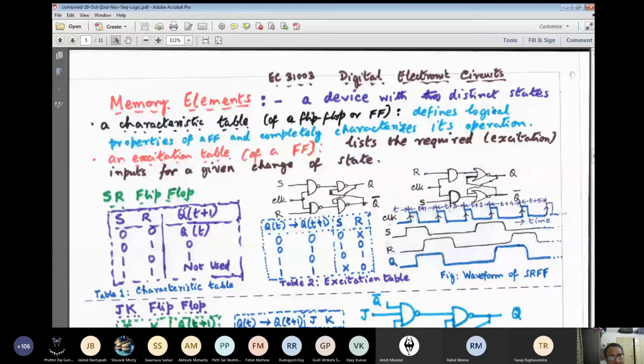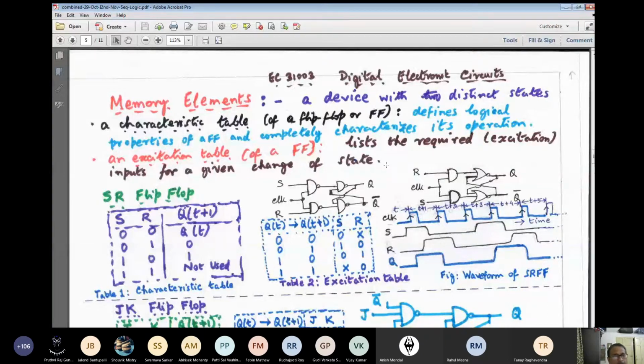Okay, we start with the simplest form of memory, namely the bistable element. Bistable means two stable states are there. SR stands for set reset. S stands for set, when the output is at logic 1 state, and R stands for clear or reset, when the output is at logic 0 state. Again, a memory element is a device with two distinct states. Let us say a D flip-flop can have Q equal to 1 when it is in set state, and Q equal to 0 when it is in reset state.